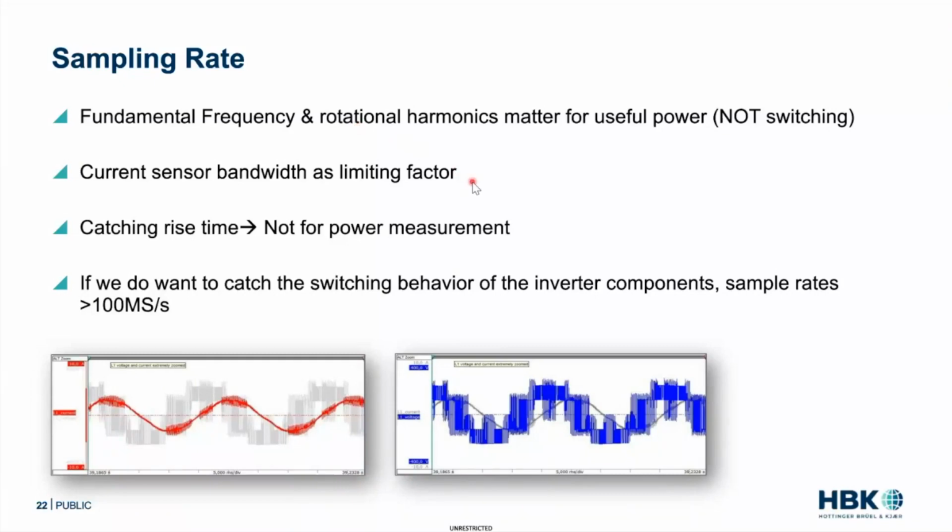Your current sensor is often going to be the limiting factor for bandwidth in higher end instruments. So your current sensor might have, again, coming back to talking about current sensors, a 200, a 300, a 500 kilohertz bandwidth. This is going to be your limiting factor. You can sample as fast as you want. That current sensor is going to limit your bandwidth.